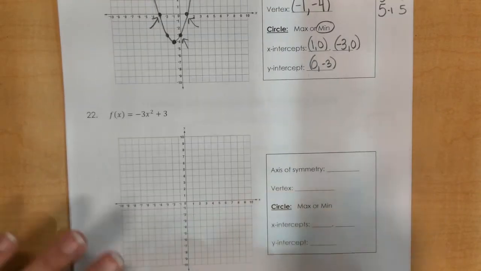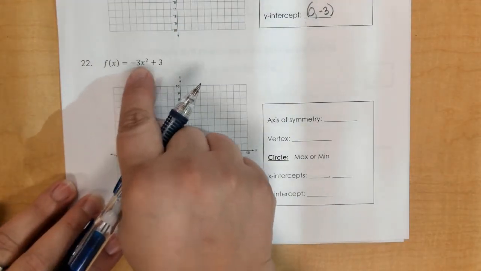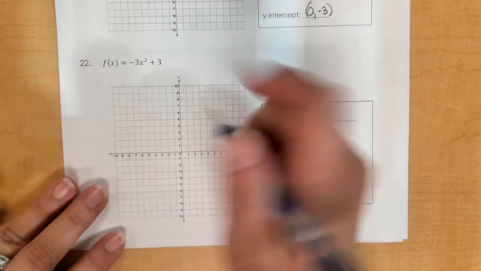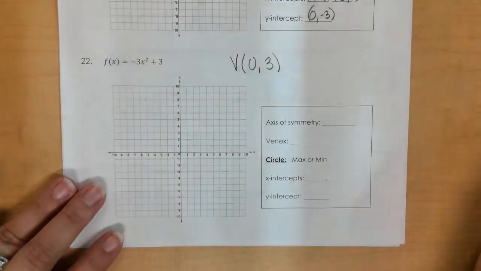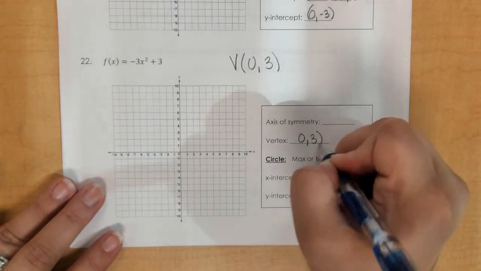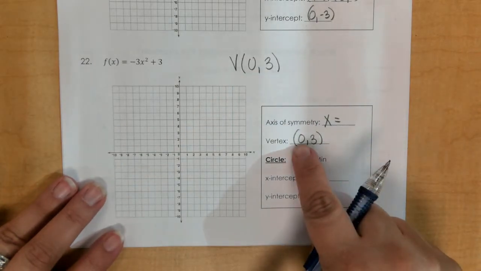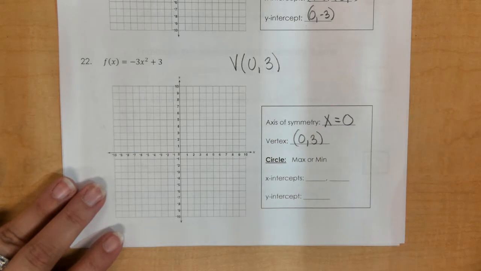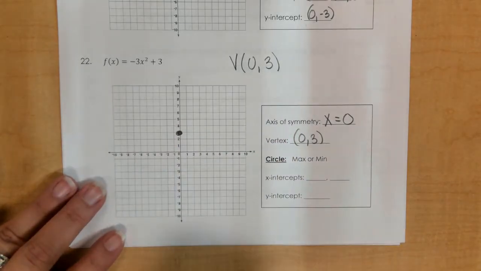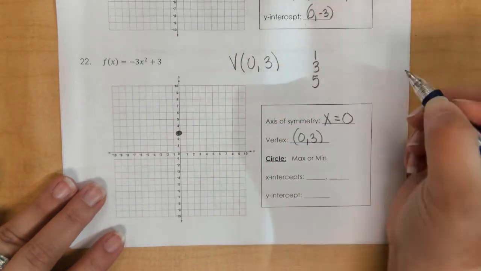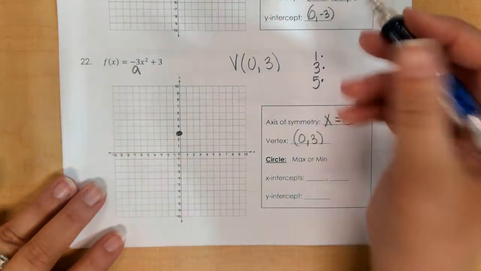Okay. For 22, I was given 2 terms here, my A term and my last term, which is C. And so when that occurs, your vertex is always 0 and then the last number, so 0, 3. Your axis of symmetry is the x value of the vertex, which is 0. So I'm going to graph 0, 3. Okay, so here's 0, 3. I have 1, 3, 5. And I have to multiply by that A value. So that's your A value, negative 3.